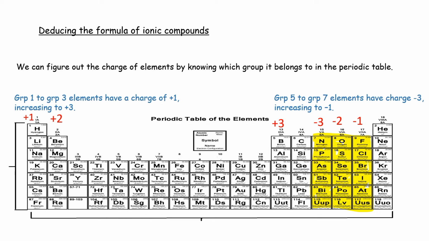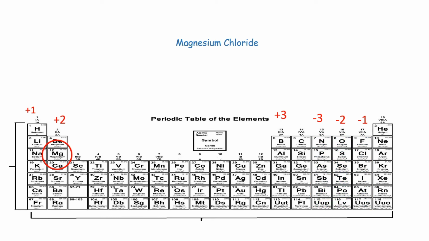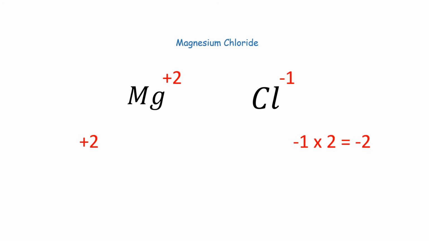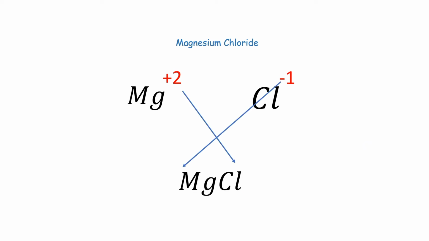Suppose we need to deduce the formula of magnesium chloride. Now, looking at the table, we know that magnesium is from group 2 and so its ions have a charge of 2+, while chlorine is from group 7, hence its ion has a charge of -1. Now, to balance out +2, there have got to be two -1. So a quick trick is to swap the numbers, and it's magnesium chloride, MgCl2.